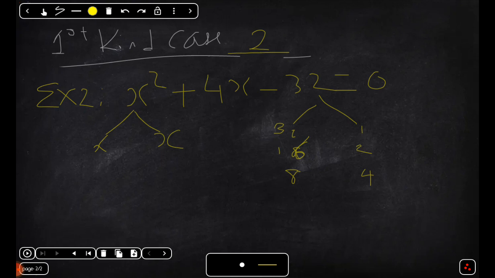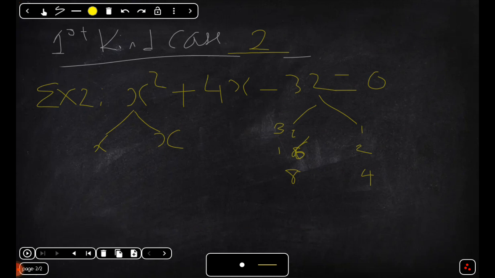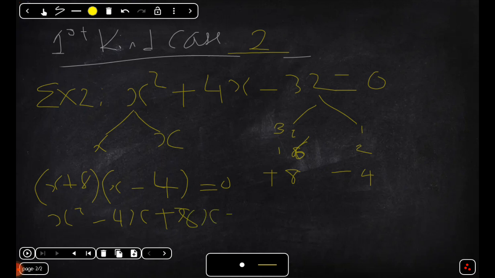So which one among 8 and 4 takes negative now? Remember, if the middle term is positive and the last term is negative, what's the rule? The bigger number will take positive, while the smaller number takes negative. Thus, we have factored this quadratic equation into x plus 8 times x minus 4 equal to 0. To check this, x times x is x squared, minus x times 4 is 4x, plus 8 times x is 8x, then minus 8 times 4 is 32, that is minus 32 equal to 0. Now check, this is going to give you positive 4x. So that is the quickest way to solve your quadratic equation.